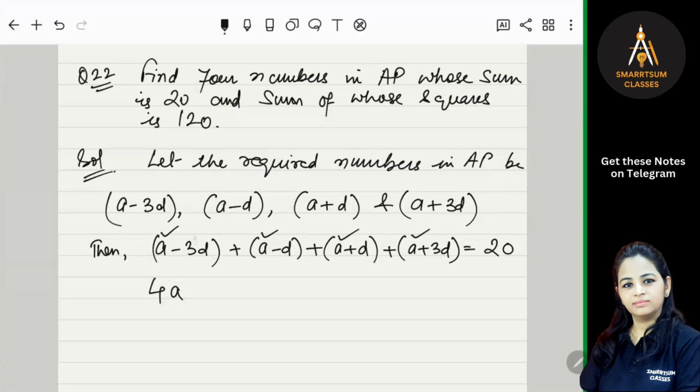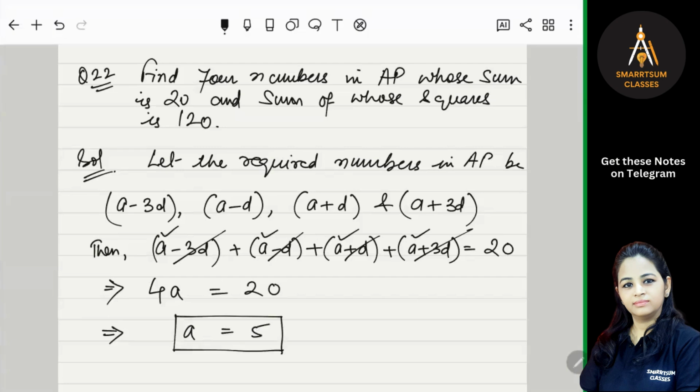Minus 3d plus 3d will cancel. Minus d plus d will cancel. Getting it? So you have 4a is equal to 20. So from here you will find the value of a, that is 5. This is how we get the value of a.